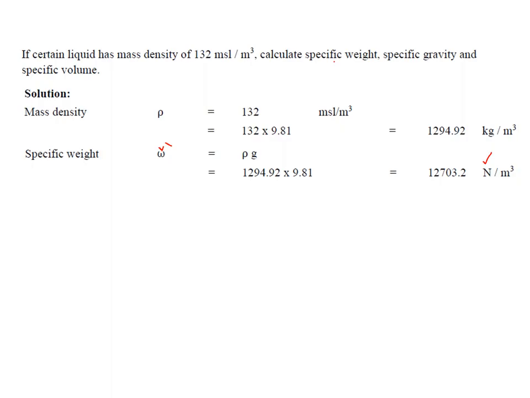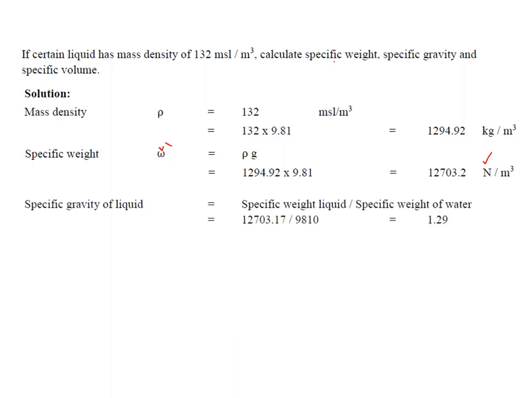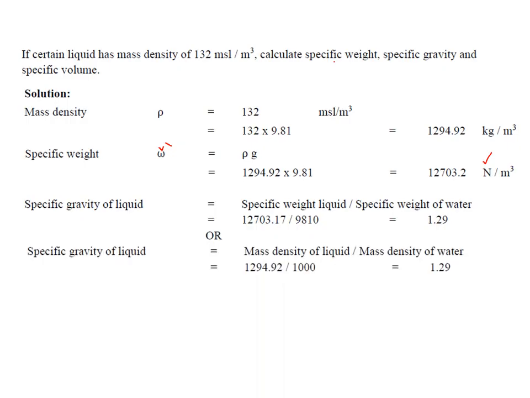Now specific gravity can be calculated by means of specific weight or by means of mass density. Specific gravity is nothing but mass density of liquid divided by mass density of water. If you divide by 1000, it will be 1.294. Or you take specific weight, which is 12703, divided by 9810. So specific gravity is specific weight of liquid divided by specific weight of water, and you should get 1.29. Or you can find specific gravity as mass density of liquid, 1294.92, divided by 1000, and you will get 1.29 as the answer.